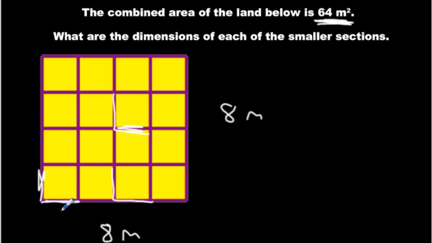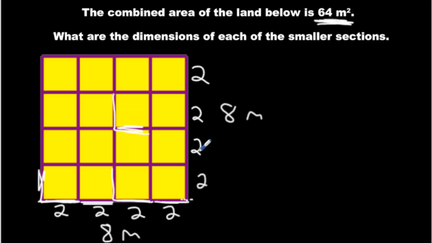Look at this. Think about it. From here to here is 8. How much is each piece going to be? 2, 4, 6, 8. 2, 2, 2, 2. How about the side? Yes, the same thing. 2, 4, 6, 8. It's a 2 by 2 square. So what are the dimensions? The small square is 2 centimeters by 2 centimeters.